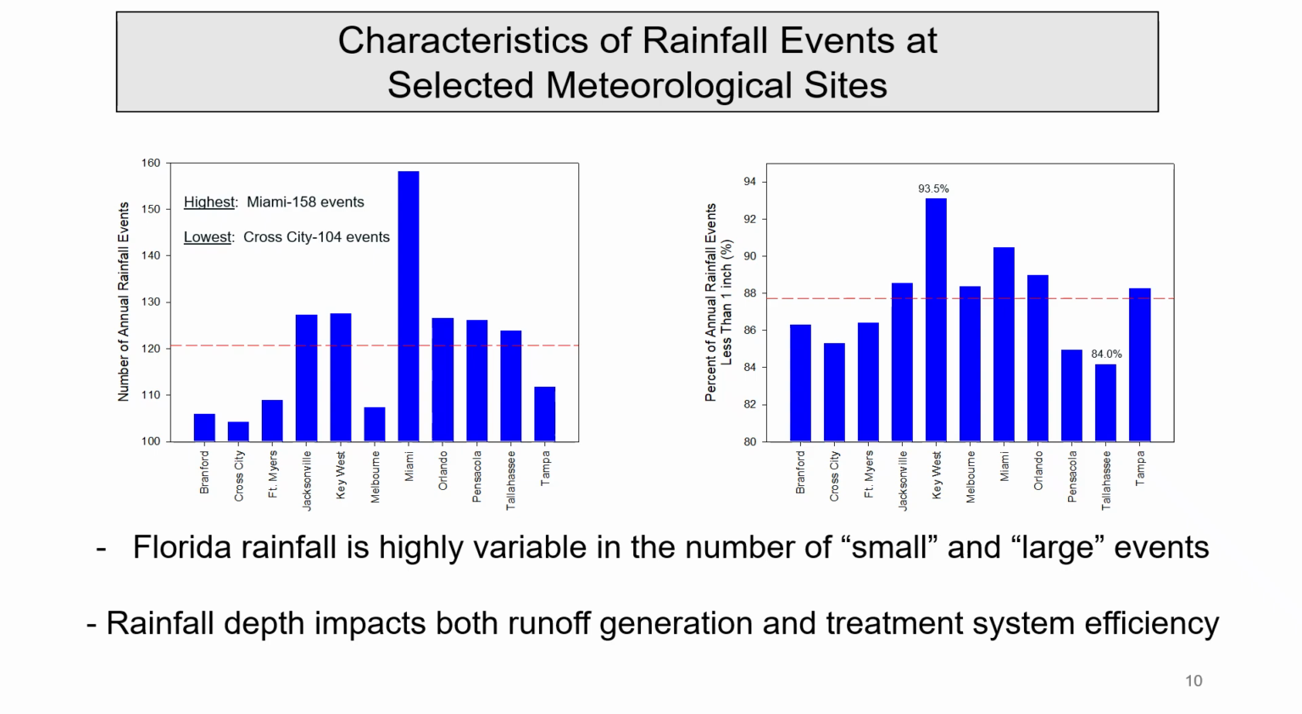Beyond just the frequency, the characteristics of these events also vary. We find that the percentage of annual events with rainfall less than 1 inch ranges from a low of about 84% to a high of nearly 94%, specifically 93.5%. This considerable variability in both the number and size of rainfall events is crucial for understanding why the percentage of annual discharge that can be effectively treated also varies so significantly across different regions of Florida.